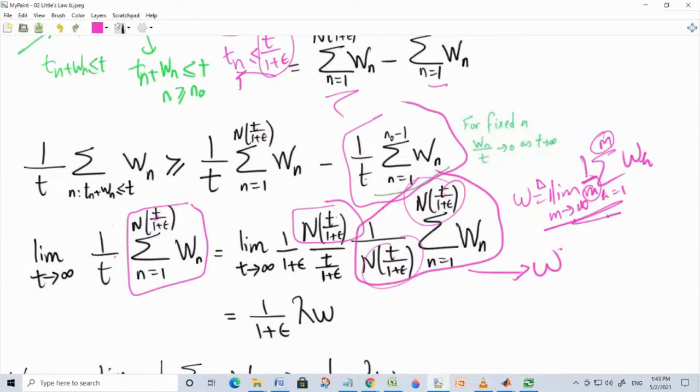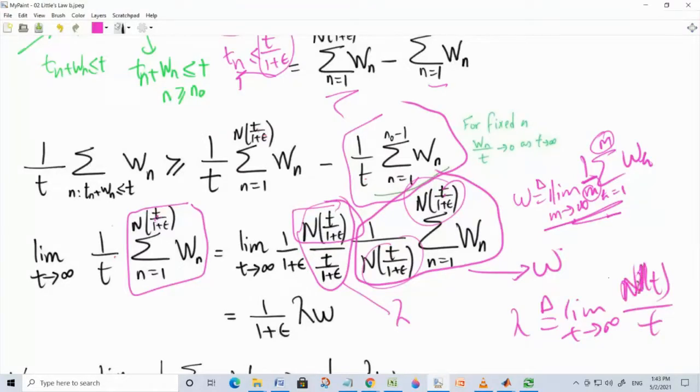Now this one will go to lambda. Why will it go to lambda? Because, again by definition, lambda is the limit as t goes to infinity of N of t over t. Replacing t by t over 1 plus epsilon is okay so long as it happens in both the numerator and denominator, so this will also go to lambda. So now our limit is lambda W. And then we get what may seem as an annoying extra factor.